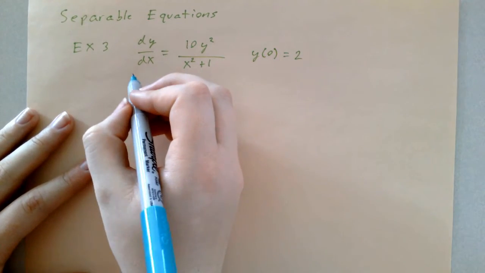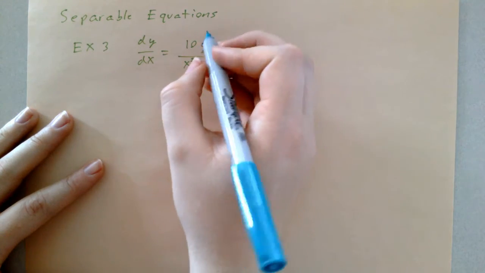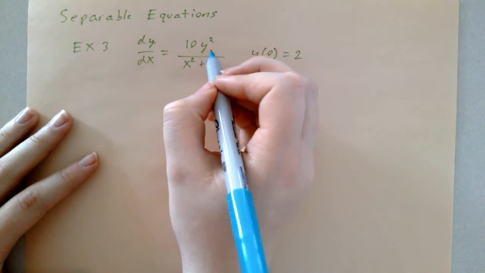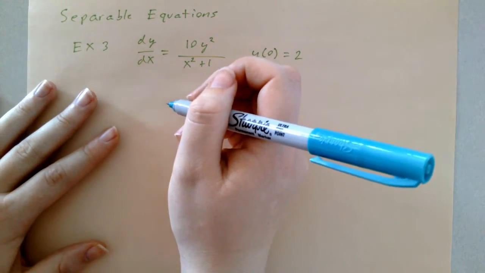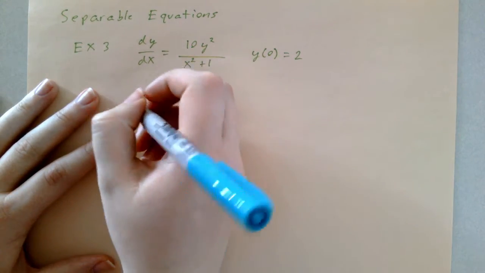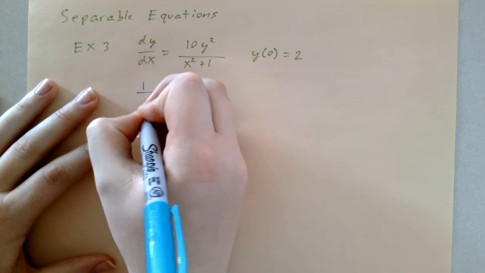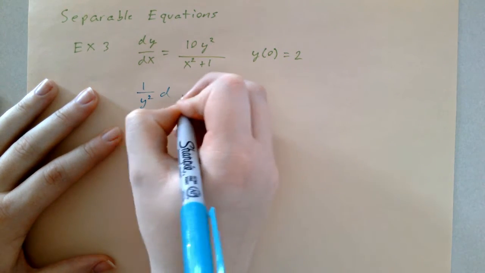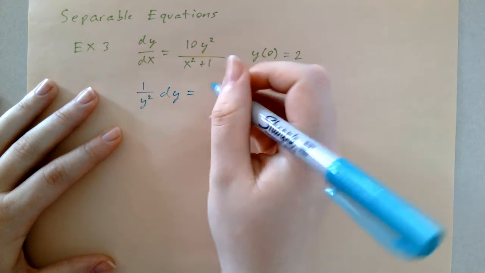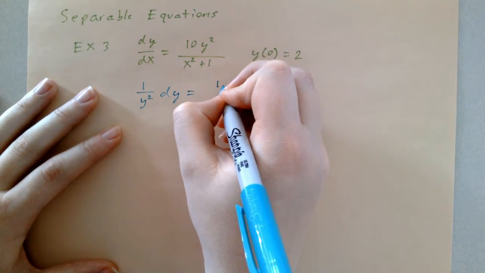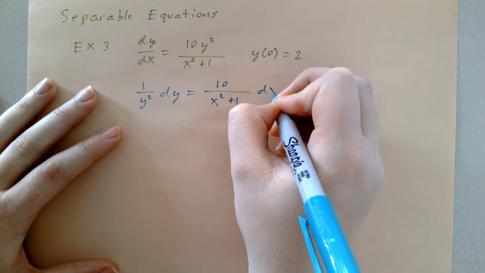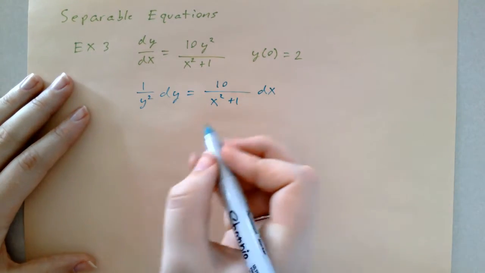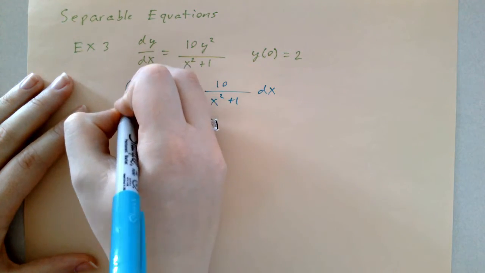For example 3, we have this equation, which again we can see you can pretty easily separate your x terms and your y terms to get them all on one side. So we can divide both sides by our y squared to get our y's all on the same side. And now we are left with 10 over x squared plus 1 dx. Now that everything's separated, you know the drill, it's time to integrate.